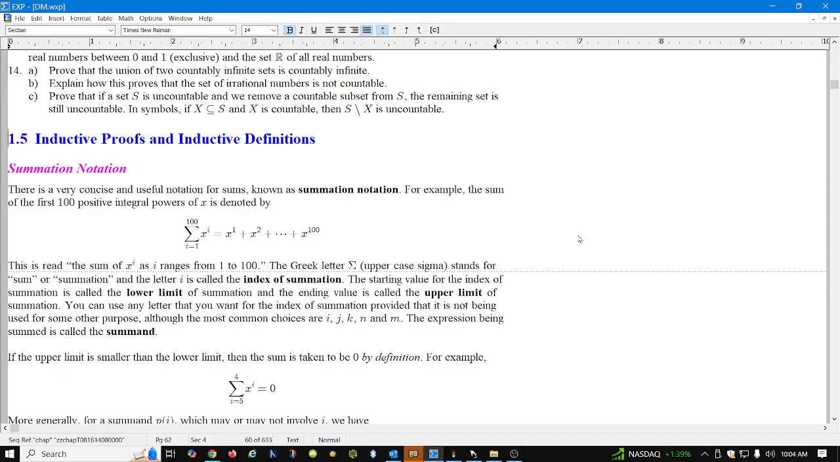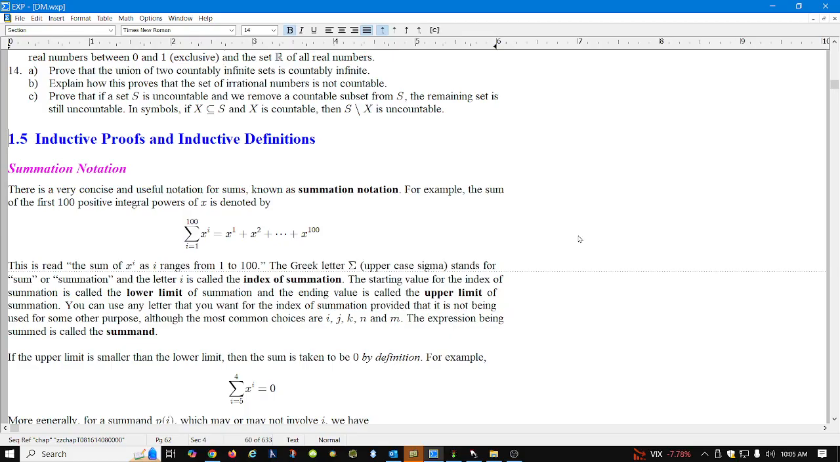We have finished our discussion of sets and one-to-one correspondences, so it's time to move on. And the next item of business is inductive proofs and inductive definitions. Before I begin, I want to talk about a bit of notation which you may be familiar with. There is a very concise and useful notation for sums, known as summation notation.